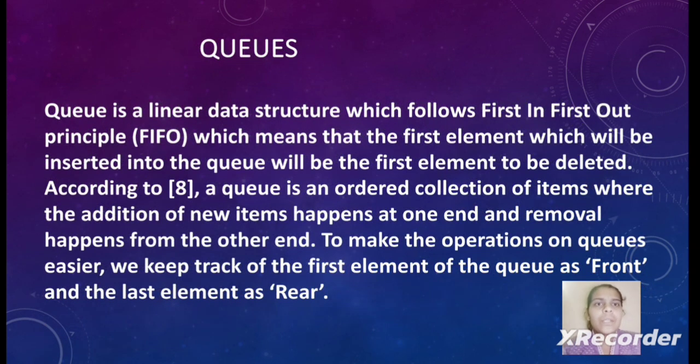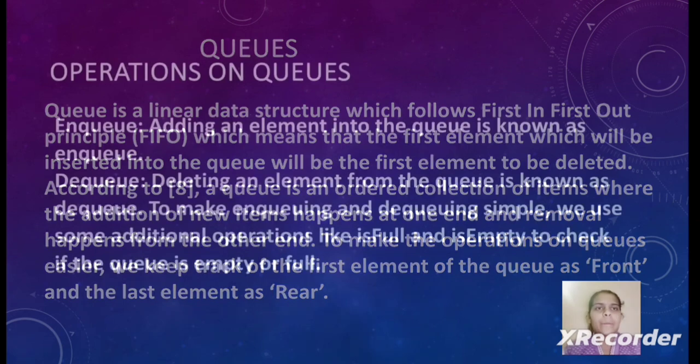Queues. A queue is a linear data structure which follows the first in first out principle, which means that the first element inserted into the queue will be the first element to be deleted. A queue is an ordered collection of items where the addition of a new item happens at one end and removal happens from the other end. To make operations on queues easier, we keep track of the first element of the queue as front and the last element as rear.